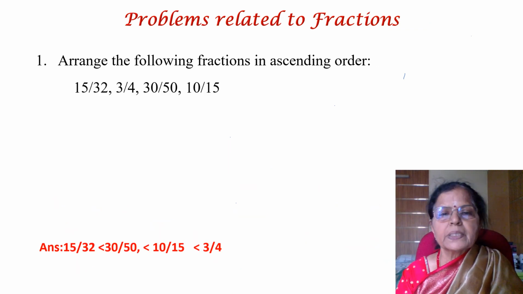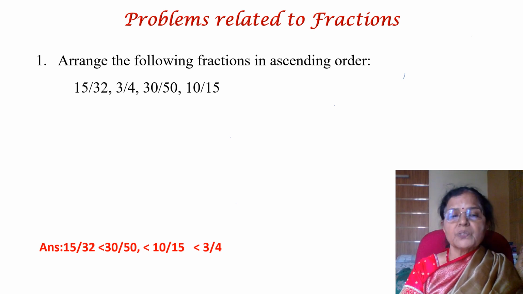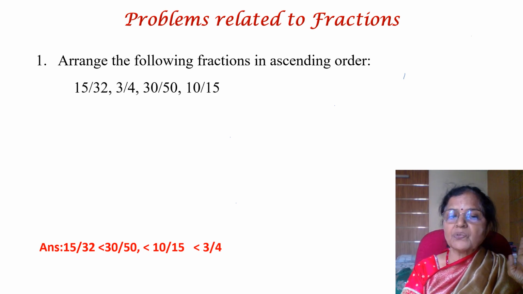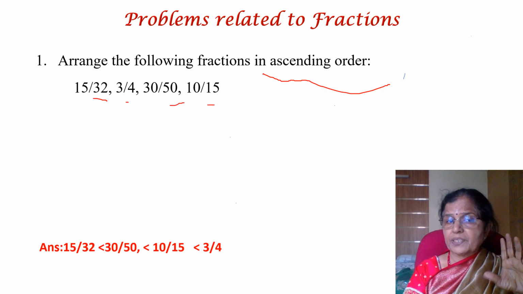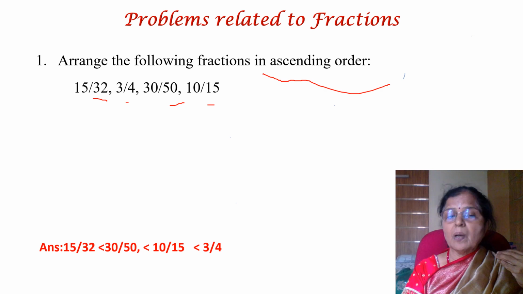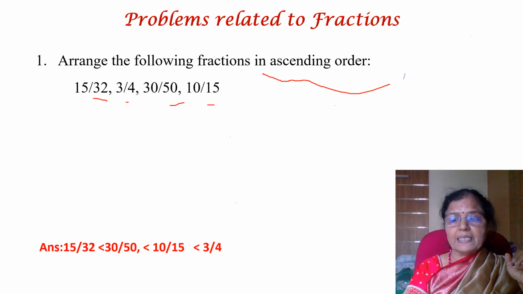Now, look at this problem. Now we get into problems using fractions. The first problem is to arrange the following fractions in ascending order. Ascending order means you go from the smallest to the biggest number. Four fractions are given, and there are two ways of doing it. Because the denominators are unlike, you can convert them into a common denominator by finding the least common multiple, LCM. Another way is simply converting them into decimal form.